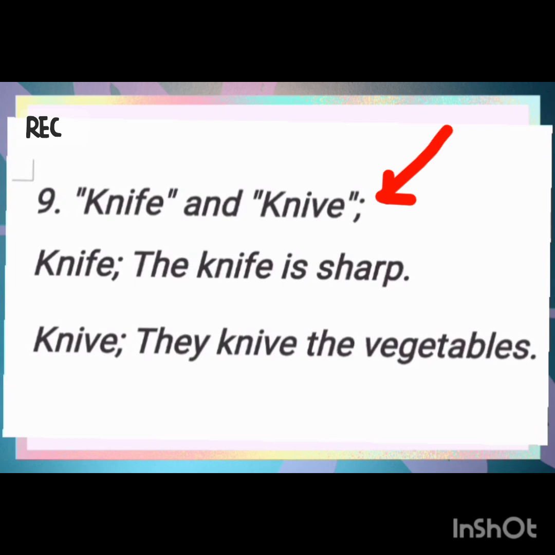Knife ending in F is a noun, and knive ending in VE is a verb. You say: The knife is sharp. And then the next example for the verb, you say: They knive the vegetables. They knive, so to speak, meaning to say they cut. They cut the vegetables, so they knive the vegetables.